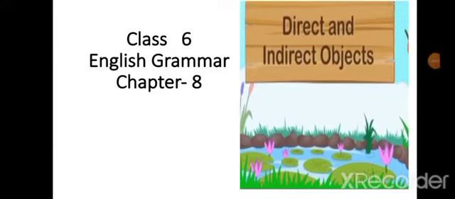This is Namita ma'am and I am going to explain you chapter 8, direct and indirect objects, of your English grammar book. So let's start the chapter.